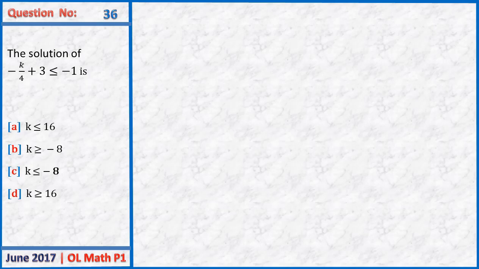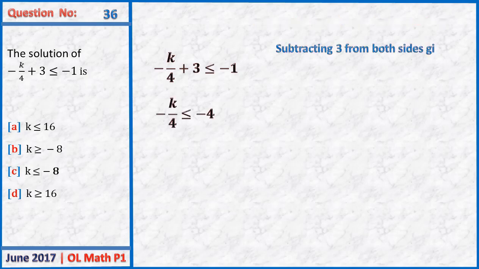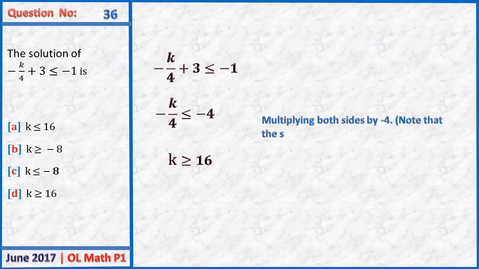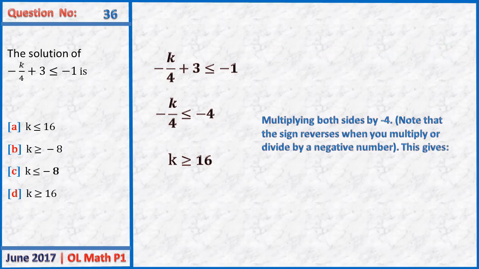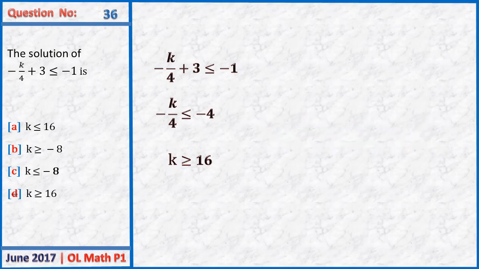Question 37. The solution of this inequality is. So the first thing to do is to carry 3 to the right hand side. We will have minus k on 4 equals minus 4. We now multiply both sides by minus 4. But note that when you multiply both sides by minus 4, the inequality sign reverses. Whenever you multiply or divide by a negative number, the inequality sign reverses. So our k is greater than or equal to 16. The key is D.